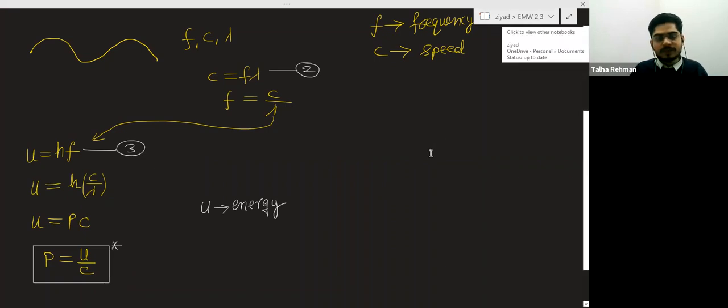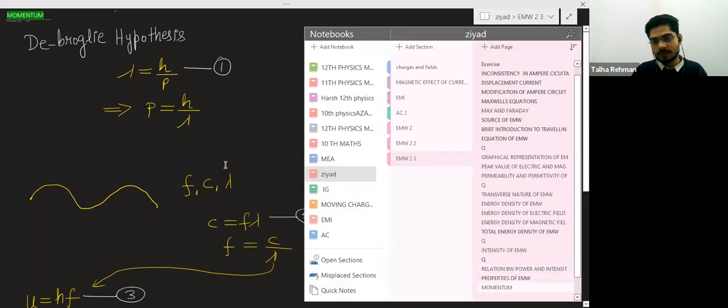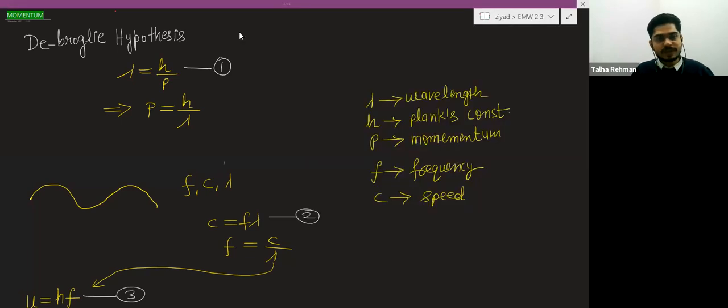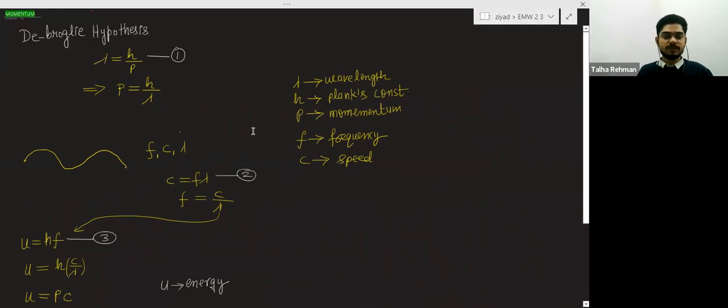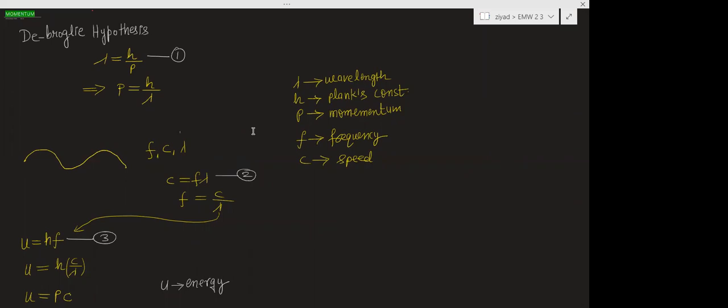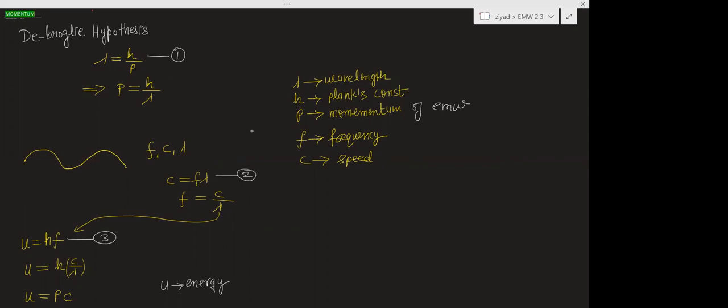And after that, first take the screenshot, then the last topic we will discuss. So basically this is momentum of electromagnetic wave.